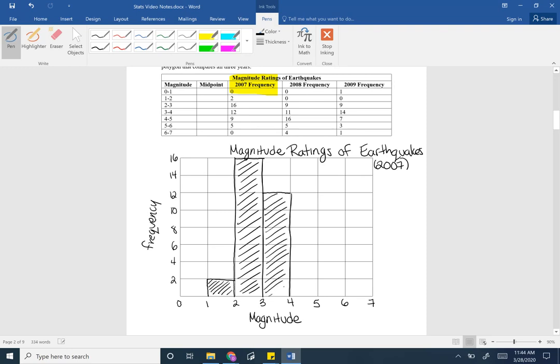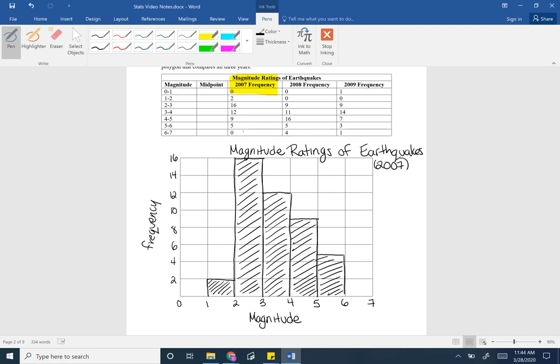And we're going to continue on. So then 4 to 5, we've got 9. So again, we're going to have to go right between in the middle there, draw as close to the middle as you can. And there we go. Okay, 5 to 6, we've got 5 of those. And lastly, 6 to 7, we had 0 of them. So again, we're not going to have a bar. Here we go. This is my histogram.